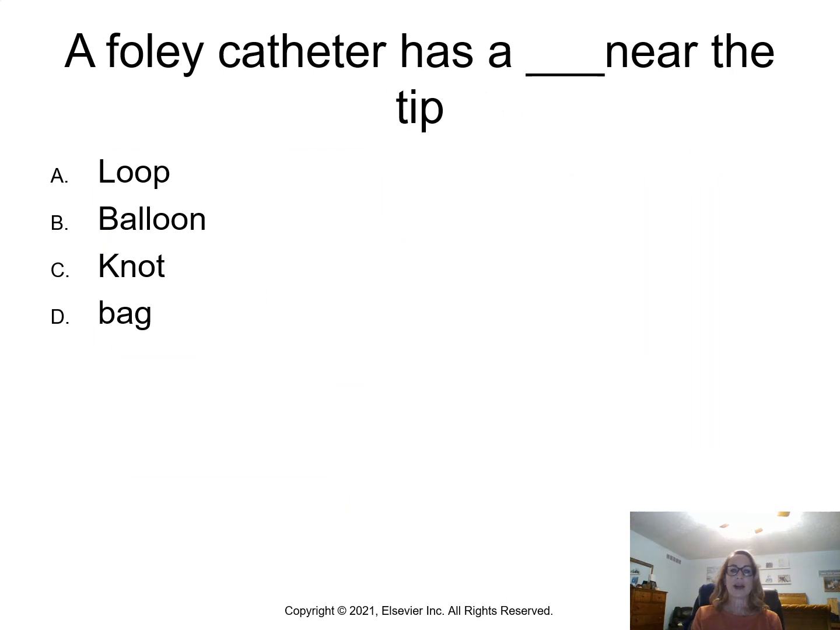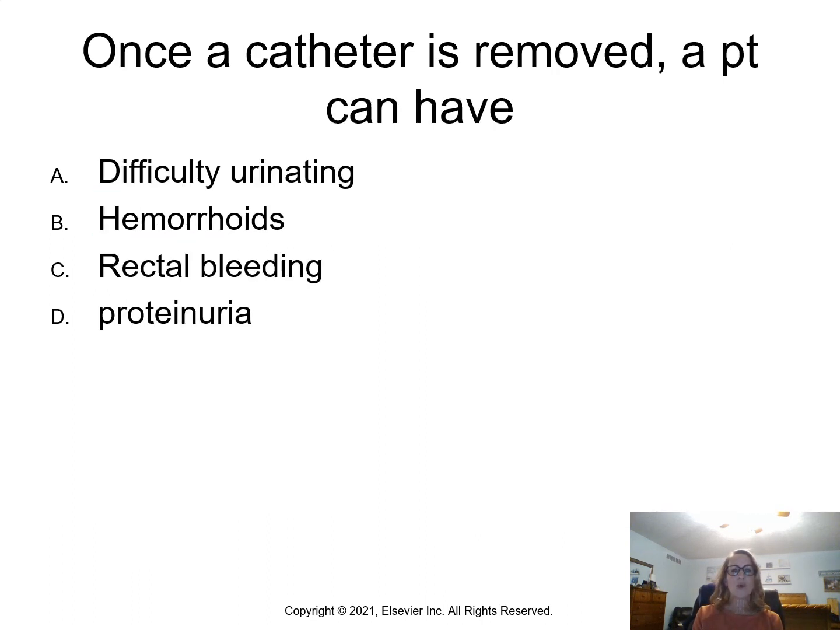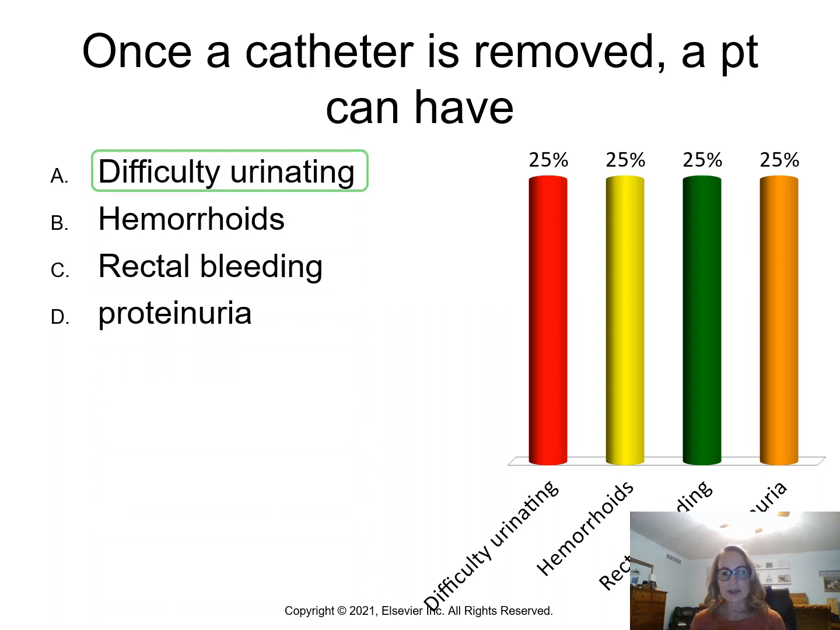A Foley catheter has blank near the tip. Do you remember? It's a balloon that the nurse will fill with sterile fluid. Once a catheter is removed, a patient can have difficulty urinating. Okay, so that's the end of this one.